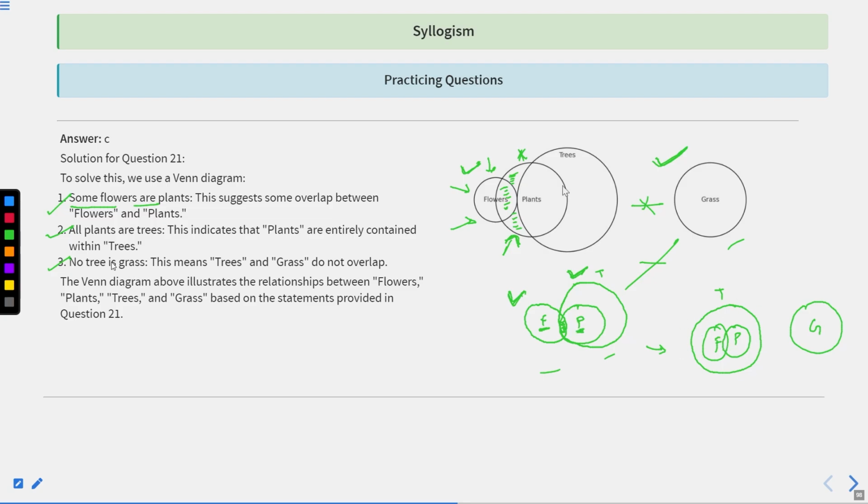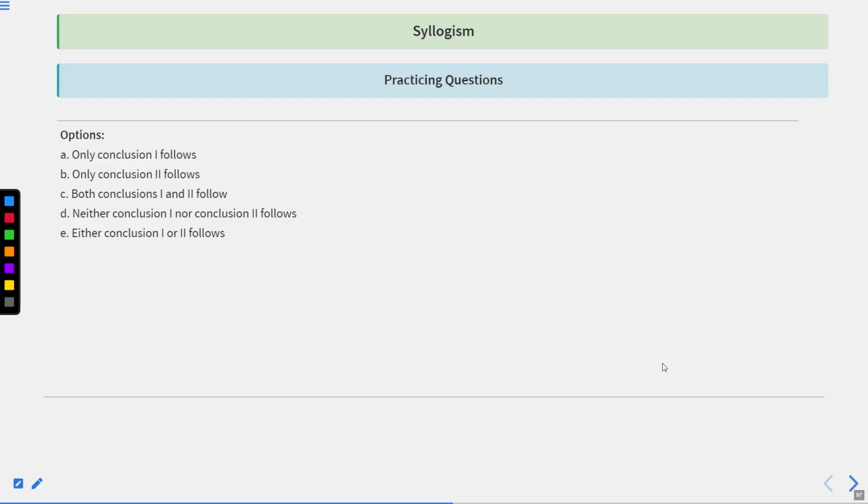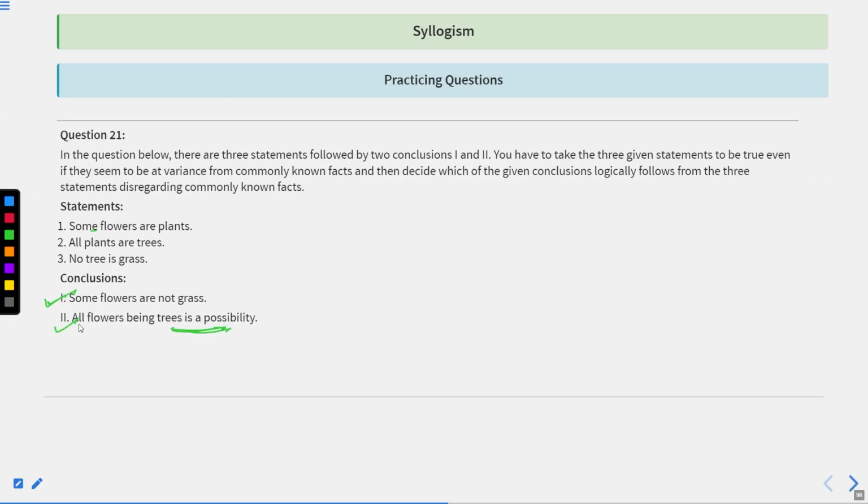Now, no tree is grass. So this statement is correct. So can it be a possibility? After taking both the Venn diagrams into consideration, can it be a possibility that all flowers can be trees? Yes, there is a possibility, because some flowers which are plants are also trees. So there is a possibility that this particular statement is also true.